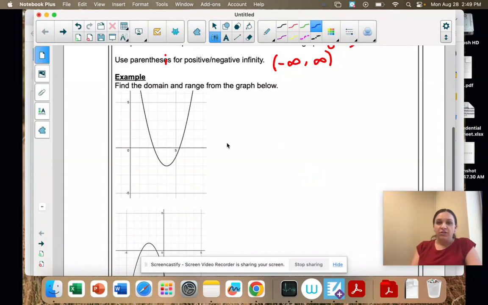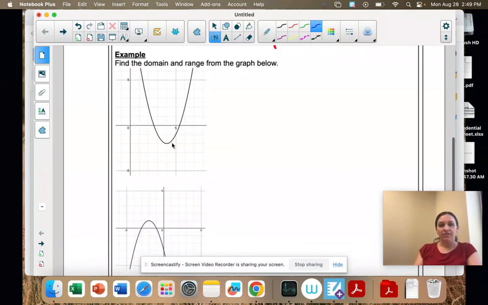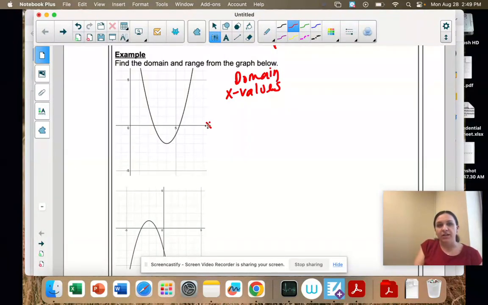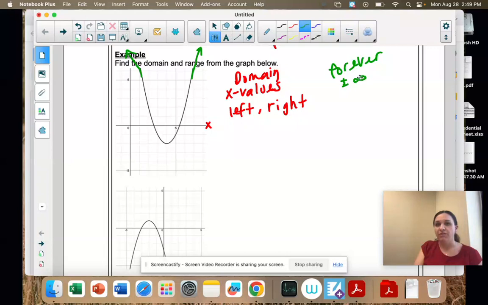So for domain and range, a little preview, we have a parabola that opens up and opens down. When we find domain and range, we kind of box it in. So if I'm looking for the domain, that's the x values, and I'm looking at the x-axis, so right here. I'm asking myself, how far left does the graph go and how far right does the graph go? So left, right, it goes on forever. We say forever when a graph never stops. That's when we use our infinities.